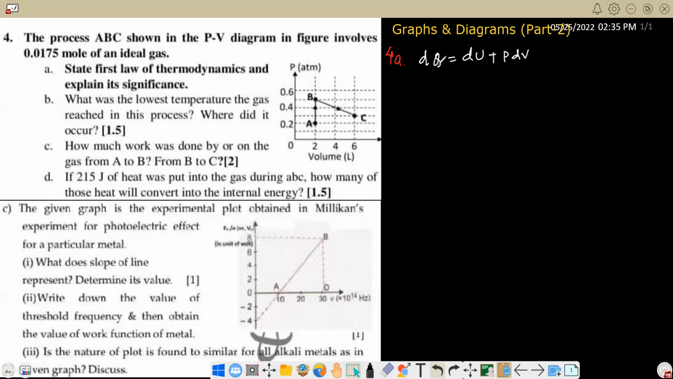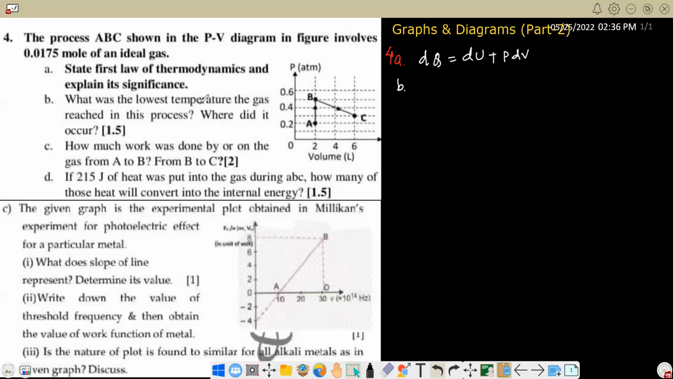So whatever energy we supply to the system, either that converts into a change in internal energy of the system or into work done. That's why there is no creation and no destruction of energy; it just converts from one form to another. That's why the significance of the first law of thermodynamics is to explain the conservation of energy. Okay, so let us look at question number B.